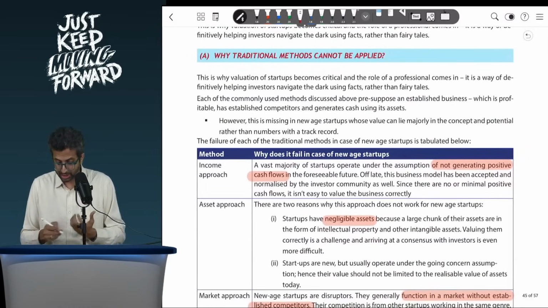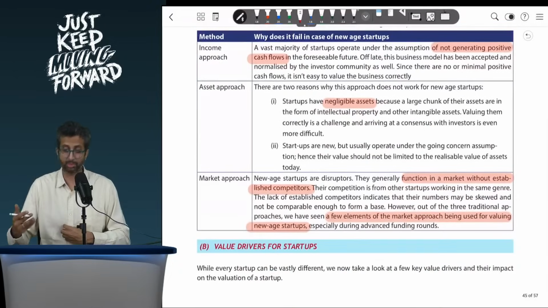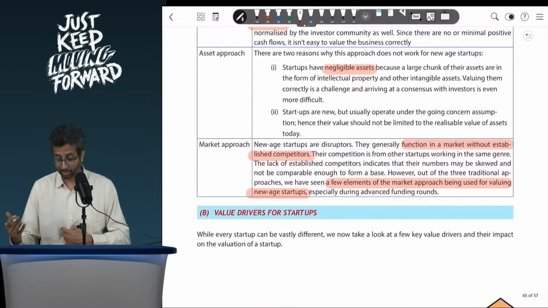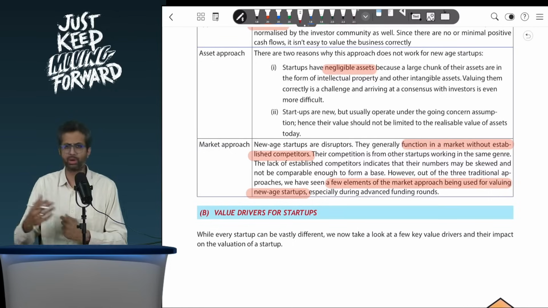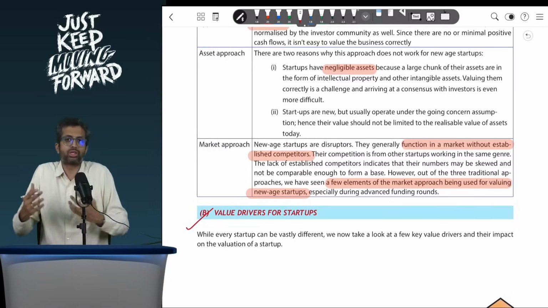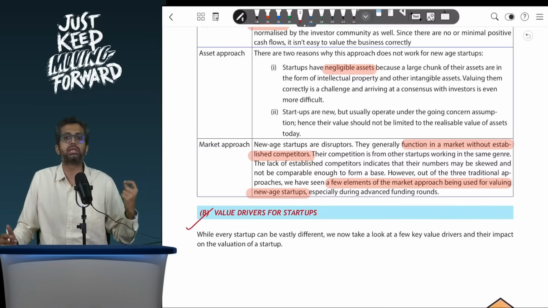Why traditional methods cannot be applied? We said in the income approach, not generating enough cash flows. Asset approach, they are negligible assets. Market approach, you might not necessarily have competitors to benchmark your product against. Now, for that, you will have to see what is your value driver, what is your differentiated offering.